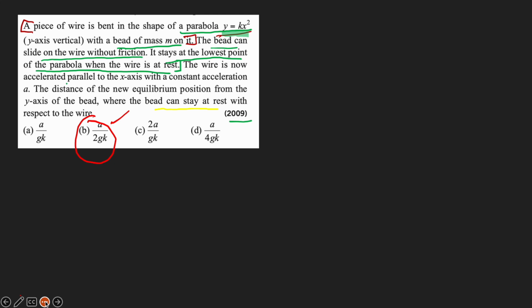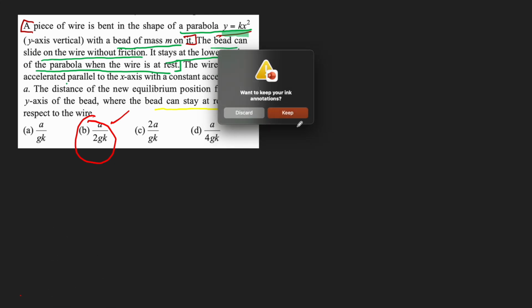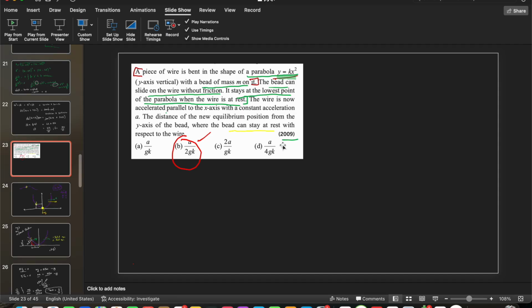Hope you understood. This is, as I said, a 2009 JEE Mains question. You can just understand the question and try to solve it by yourself. Okay, thank you.